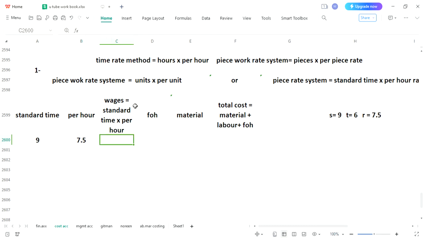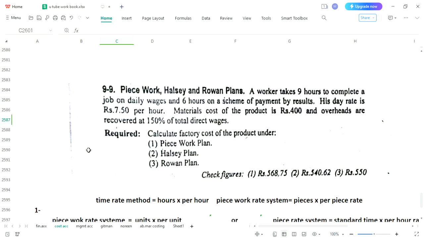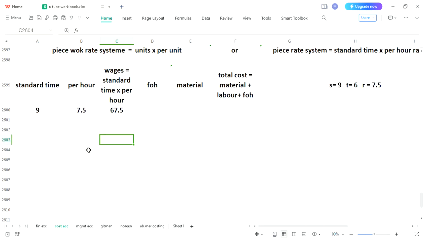Finally, we will be able to calculate our wages. How? Standard time would be multiplied by per hour rate. This is your standard time, 9, and it would be multiplied by per hour rate, which is 7.5. So in this way, your total wages have been calculated. And now you will have to add FH.